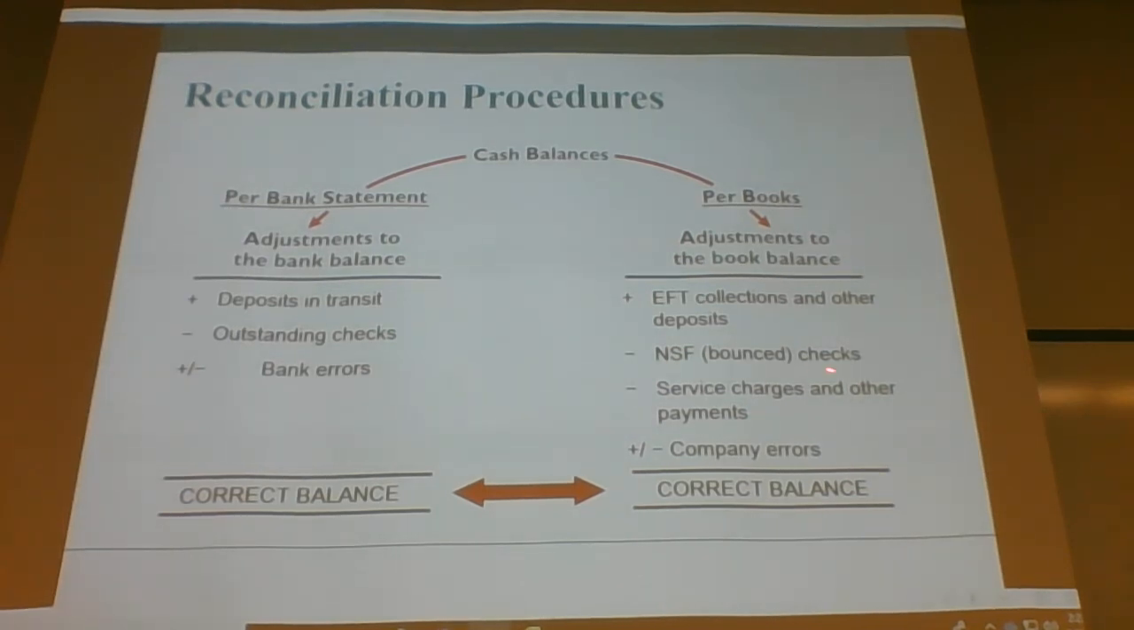Non-sufficient funds, bounced checks. I gave you the example earlier. We recorded that $25 check as part of our daily deposit, but now we're finding out that that check did not clear, so we have to subtract it from our cash balance. Service charges and other related payments. We might know that the bank charges us a monthly fee, but if that fee varies, we'll have to wait until the bank actually charges us that fee before we can make that subtraction. And then again, either the company or the bank can make mistakes, and whether it's a plus or a minus just depends on the nature of the mistake.